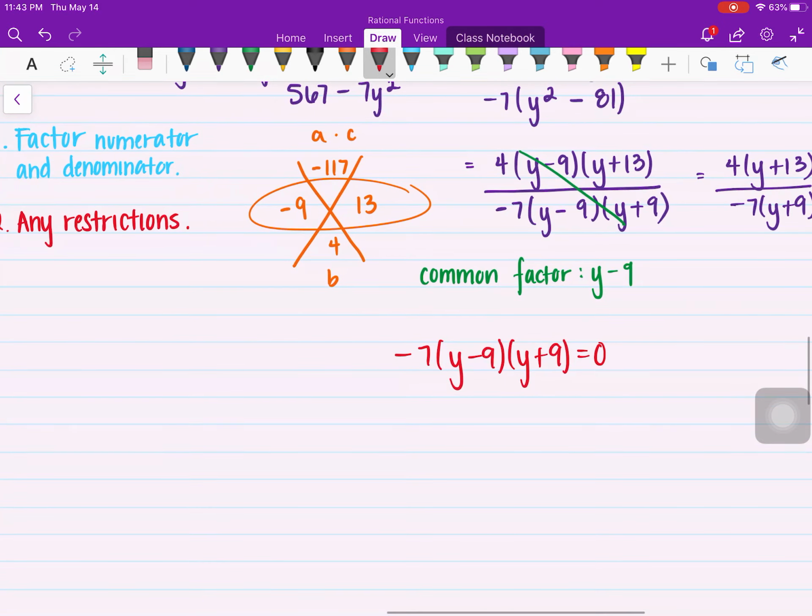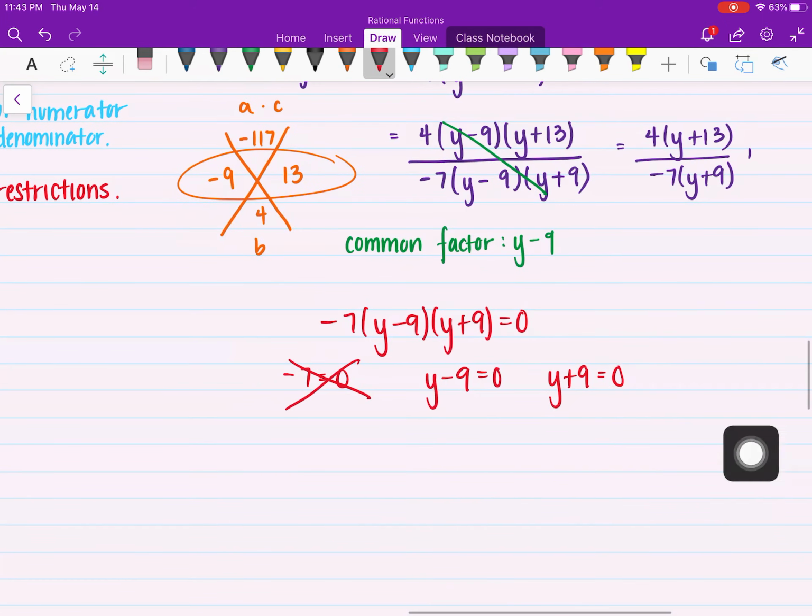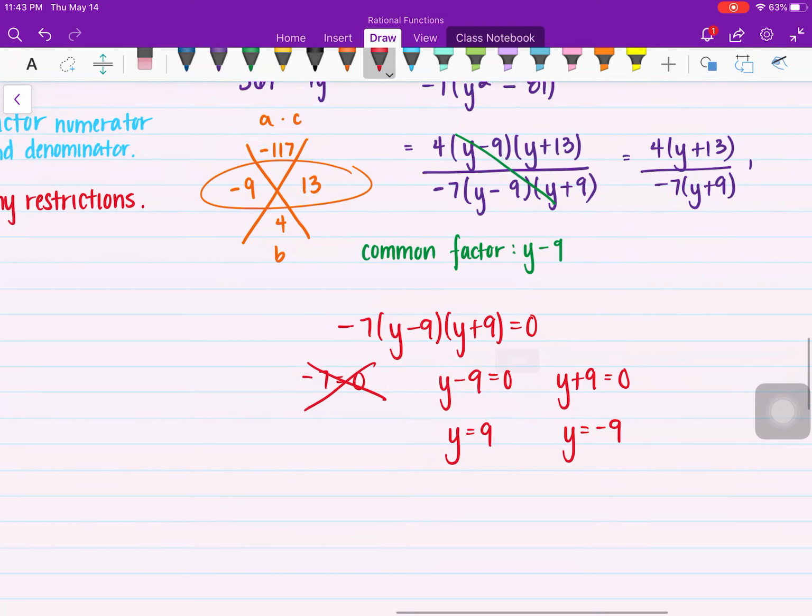Now we're going to make each of the expressions here equal to 0. So negative 7 equals 0, y minus 9 equals 0, and y plus 9 equals 0. Now if you guys take a look at this one here, we have negative 7 equals 0. This statement here is false. So whenever you have a number in front of any factored terms and you're trying to solve for any variables, this is actually going to be useless, because negative 7 does not equal 0. So in this case, we're just focusing on these two, and we have y equals 9 and y equals negative 9.